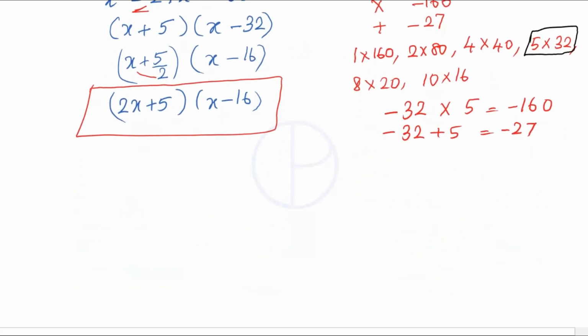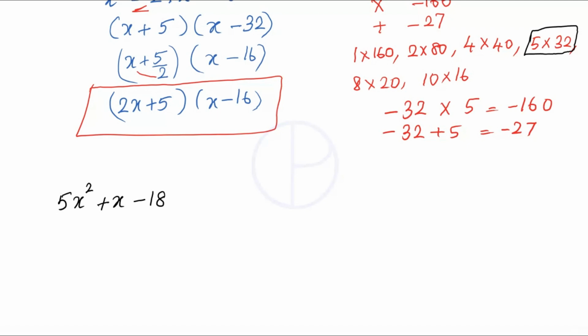Let's do one more example. 5x square plus x minus 18. Take 5 and multiply by negative 18, which gives negative 90. Now rewrite the expression as x square plus x minus 90.